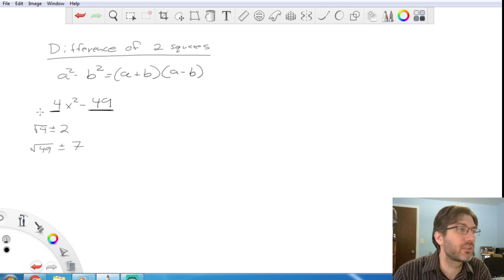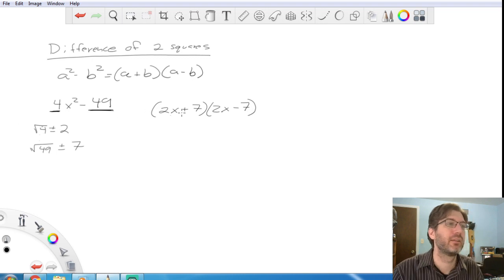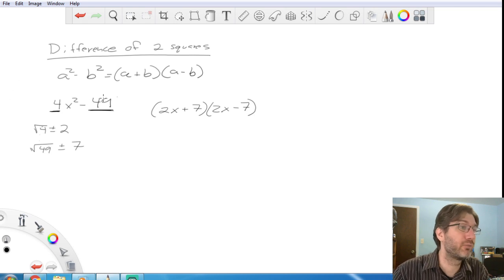So in this case, you're going to take the square root of both of these. We already did that. And you're going to write it in this format. The 4 is your a value, so 2 is going to go with your x. And then you have plus or minus 7. So you got that one, and you have that one. Those are your two sets.